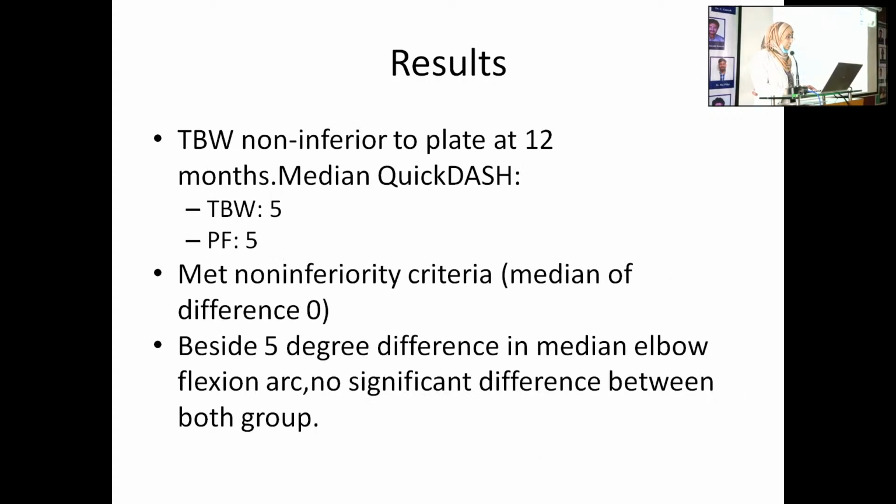Then the result: tension band wiring is non-inferior to plate at 12 months, with mean QuickDASH of both TBW and plate fixation being 5. So it met the non-inferiority criteria of a median of difference. Besides a 5-degree difference in median elbow flexion arc, no significant differences between both the groups were seen.